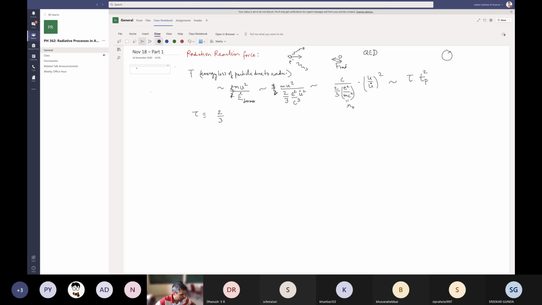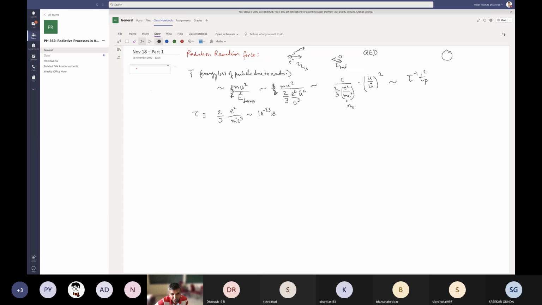This is equal to, sorry, this is tau inverse, right? This is radius divided by velocity, so this should be 1 by time. So tau is equal to 2/3 e squared by mc cubed. And if you plug in the numbers for the electron, this comes out to be 10 to the minus 23 seconds. Right, of course, it has to be.